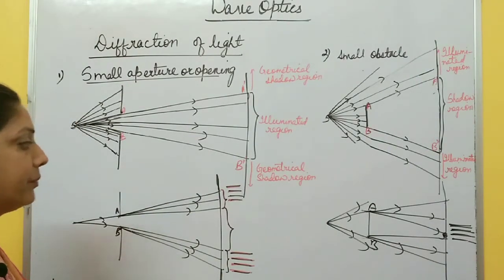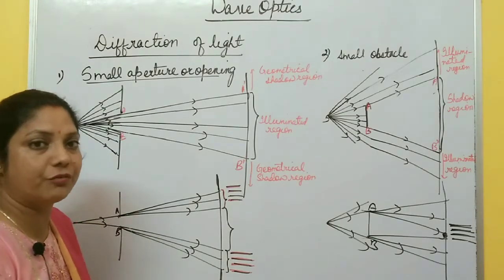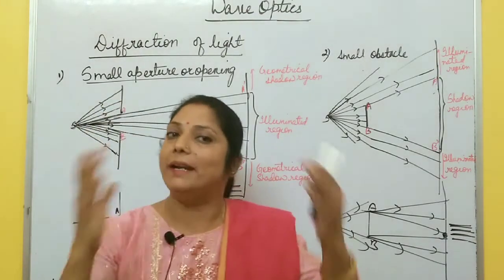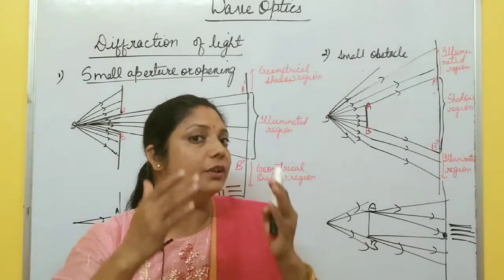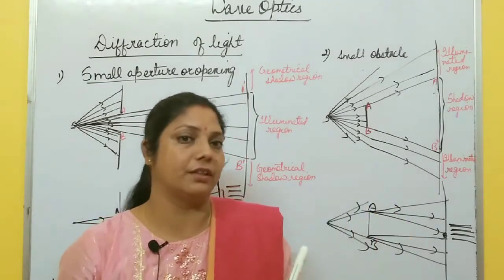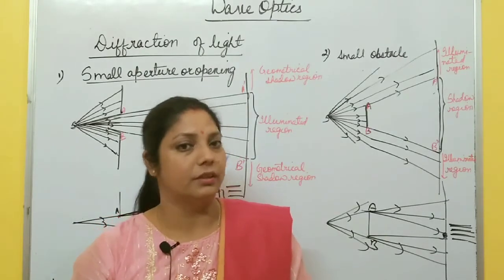Okay, I hope you understood this one. What do you mean by diffraction of light? The spreading of light, the bending of light into the region of geometrical shadow around the corners of the aperture, is called diffraction of light.